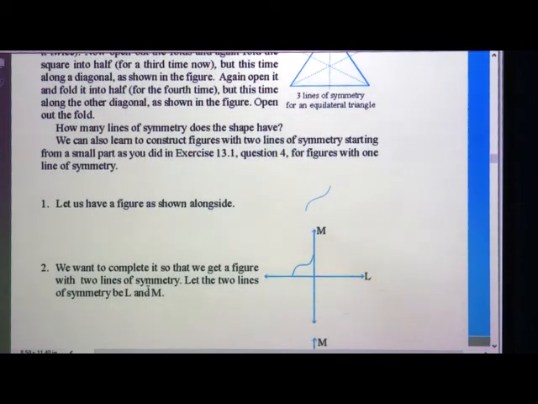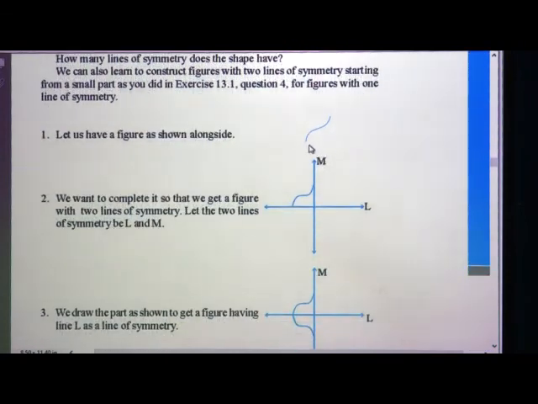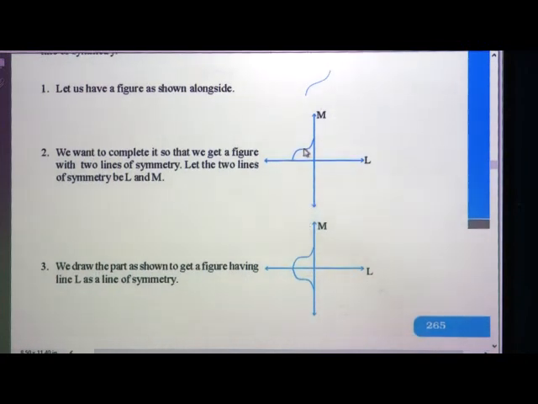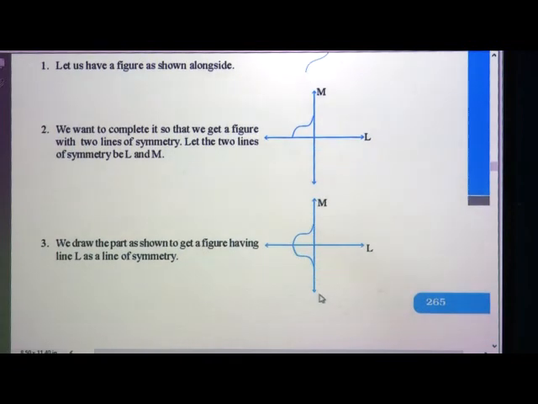Let us have a figure as shown alongside. This is the figure which we have shown. We want to complete it so that we get a figure with 2 lines of symmetry. Let the 2 lines of symmetry be L and M. This was the figure which was given. Now, we need to complete this figure from the other side to get the same image. We draw the part as shown to get a figure having line L as a line of symmetry. Taking L as the line of symmetry, we have drawn the same part on the other side of the figure.